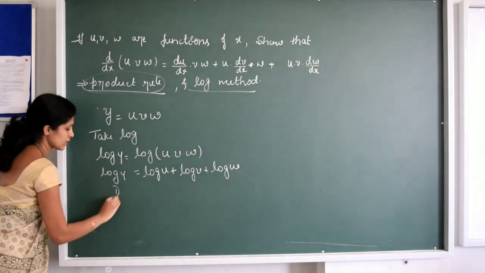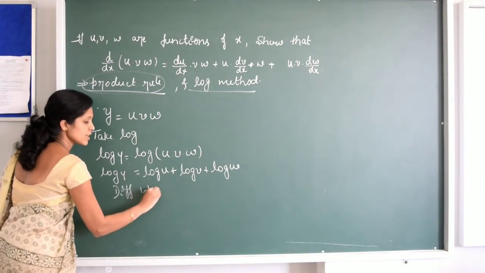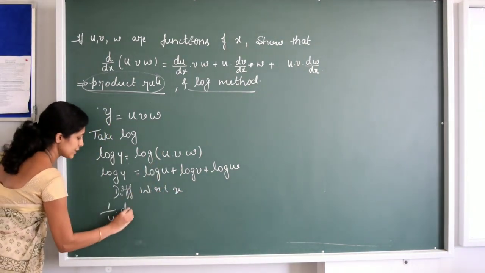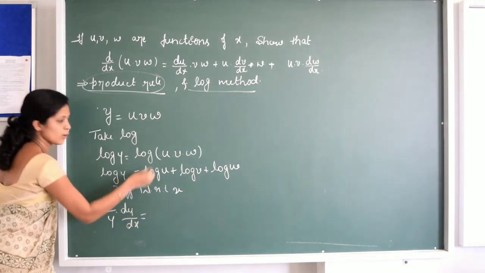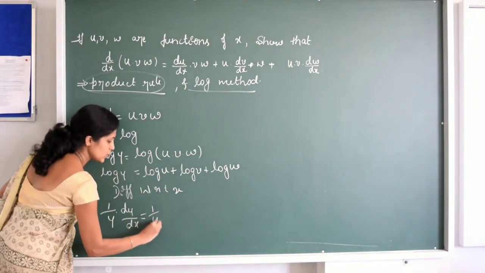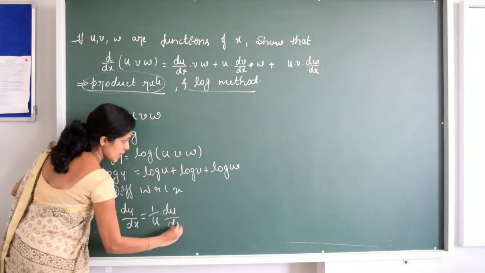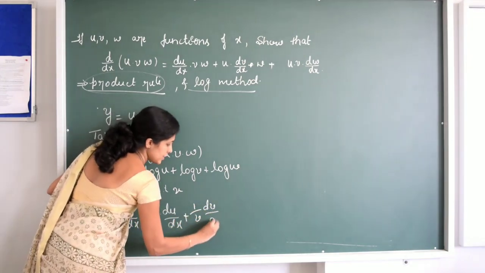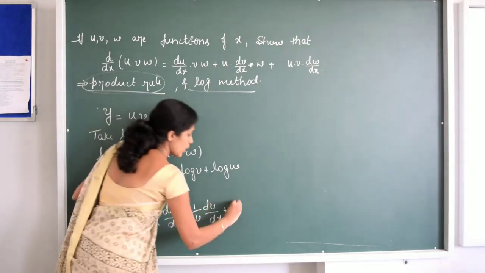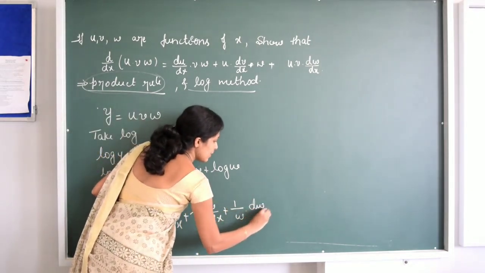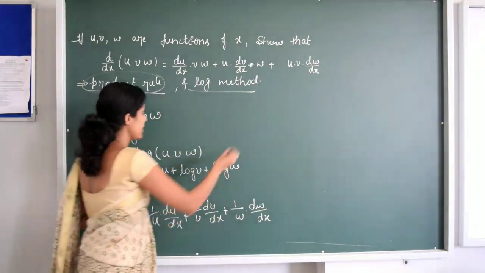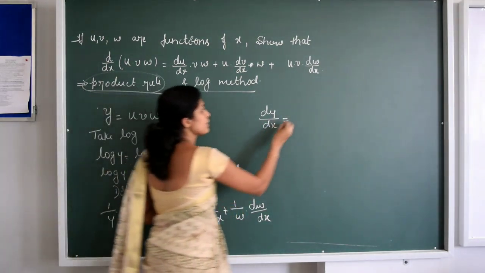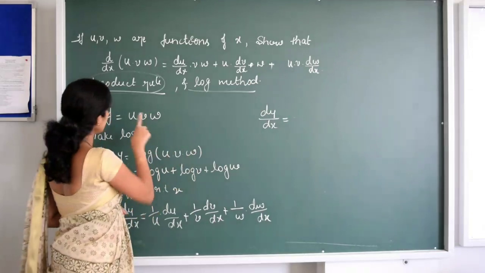Now we got log y is equal to this. Now we will differentiate this with respect to x. Differentiating with respect to x, what is the derivative of log y? It is 1 by y into dy by dx, which is equal to the derivative of log u with respect to x, which will be 1 by u into du by dx, plus the derivative of log v with respect to x, which is 1 by v into dv by dx. And w with respect to x will be 1 by w into dw by dx. Right, by this we can write dy by dx is equal to y. Directly I'll substitute the value of y. What is y? u v w.